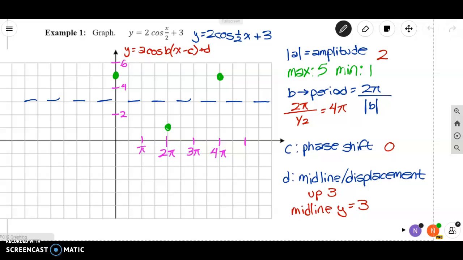Halfway between 0 and 2 pi, which is at pi, that's where I'm crossing my midline. And again, halfway between 2 pi and 4 pi, at 3 pi, I'm crossing my midline again.